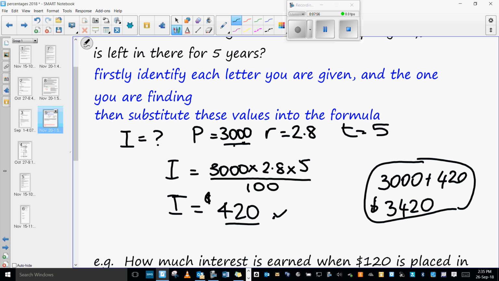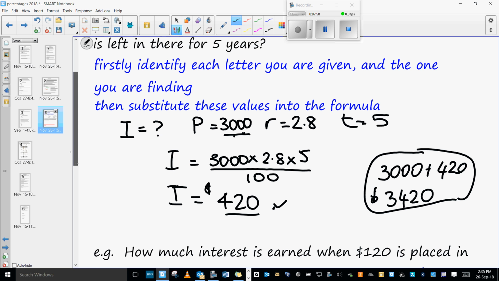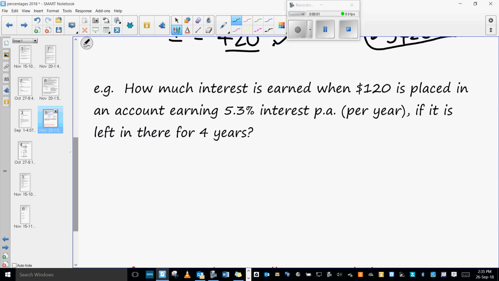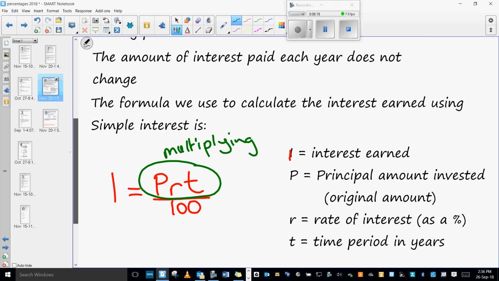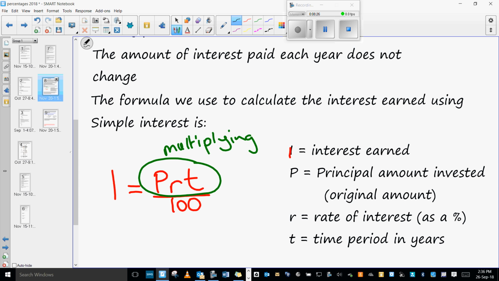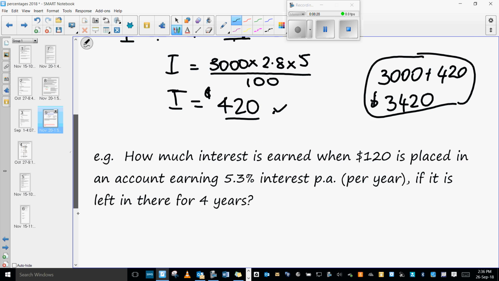All right, second example. How much interest is earned when $120 is placed in an account? Wait, I have a question. Why is it times by 100? It's not multiply by, it's divide. Why is it divided by 100? Because that's the rule. It's always PRT divided by 100. Yes, always 100. Because we're talking about percentages.